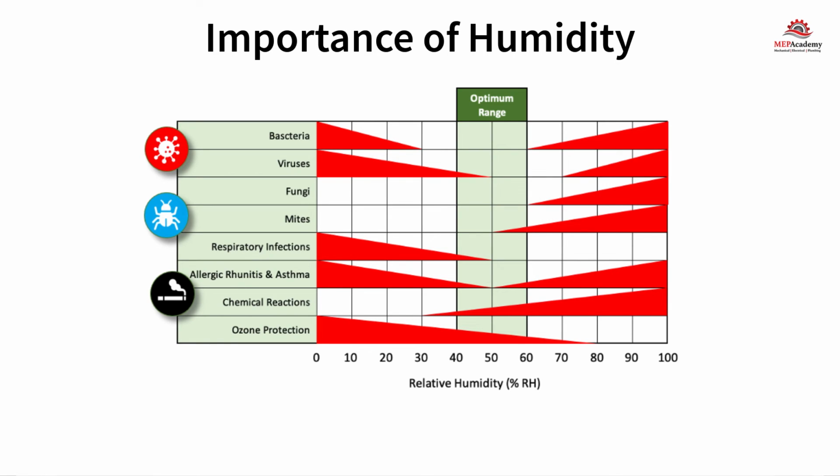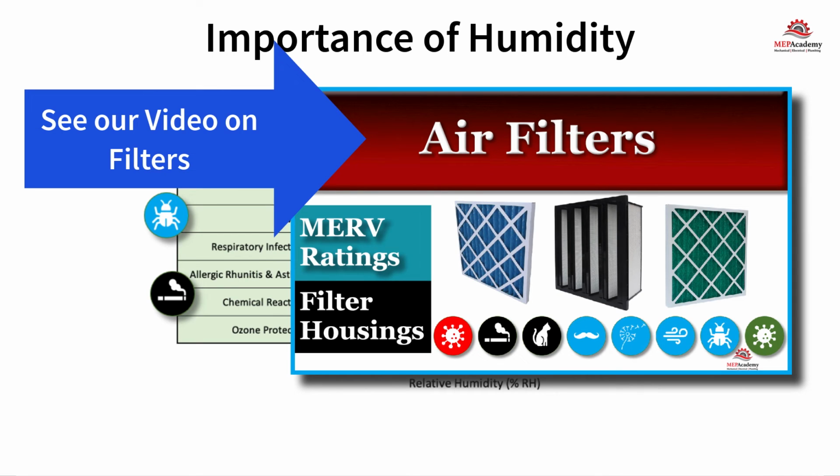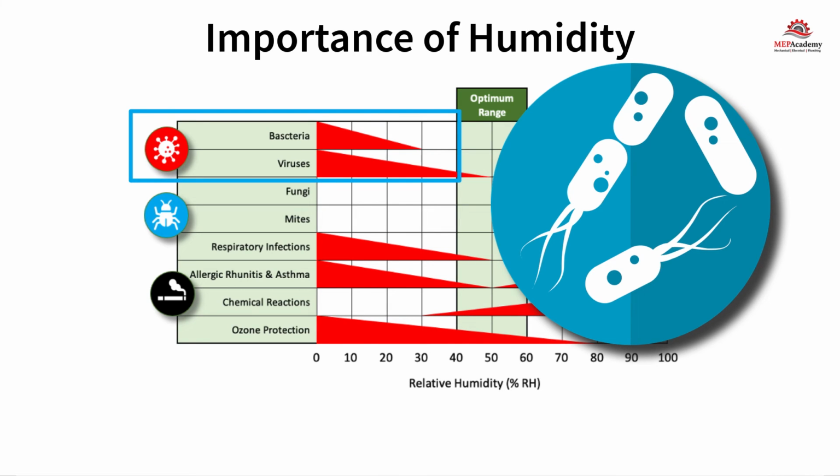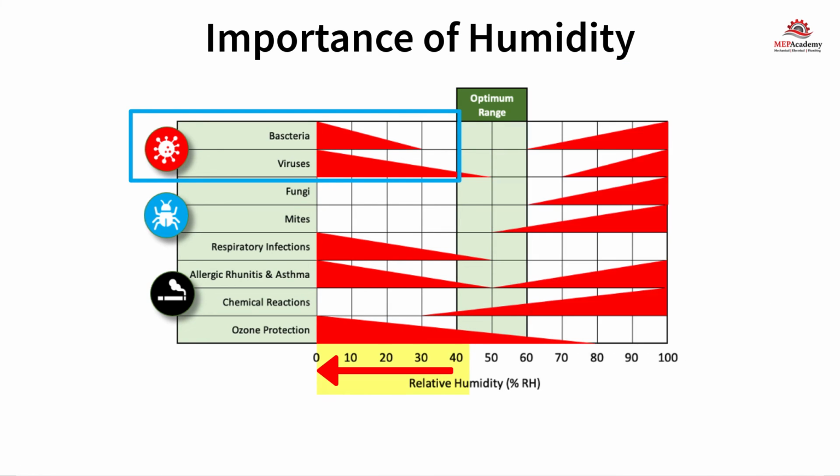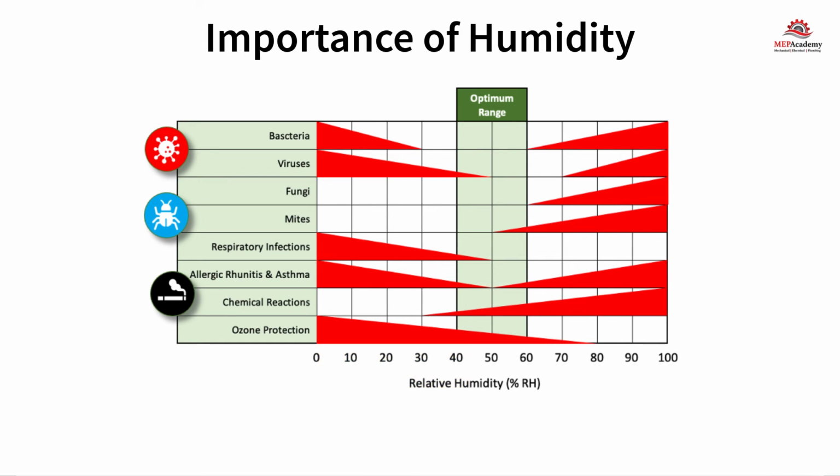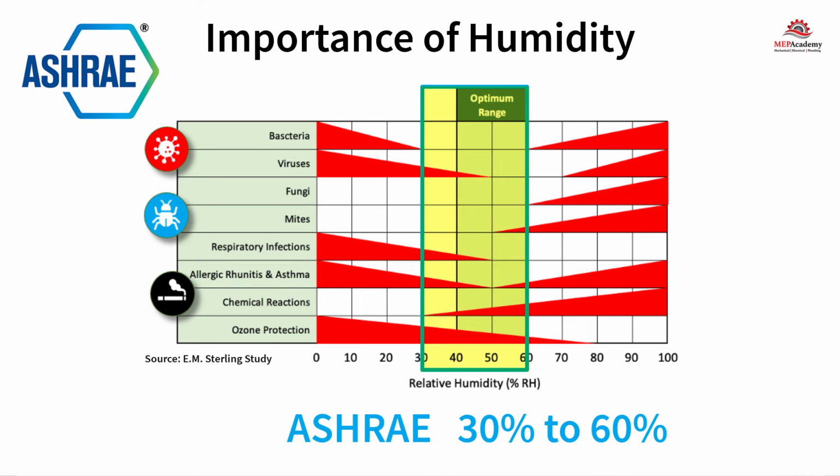Relative humidity has been found to be an important factor in the control of airborne infectious diseases, reducing influenza and other viral outbreaks. As this chart shows, bacteria and viruses love the humidity to be under 40% or above 60%. This is where they thrive. The same for respiratory infections and asthma. This is why controlling relative humidity is important. ASHRAE recommends relative humidity be kept in the range of 30% to 60% for human comfort and health.